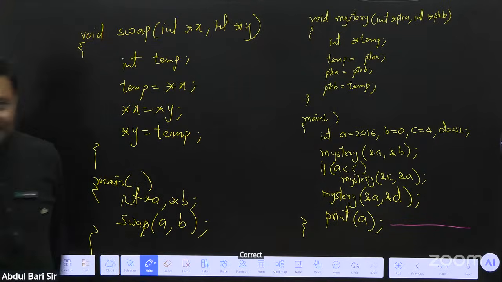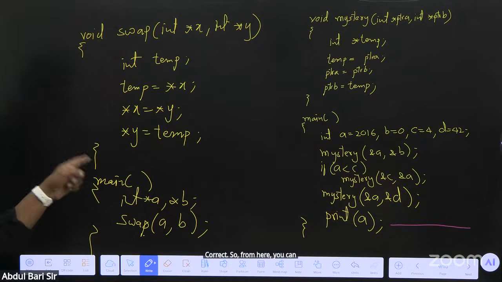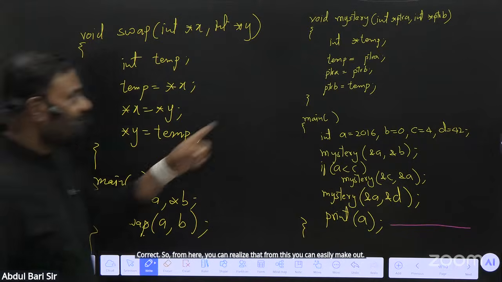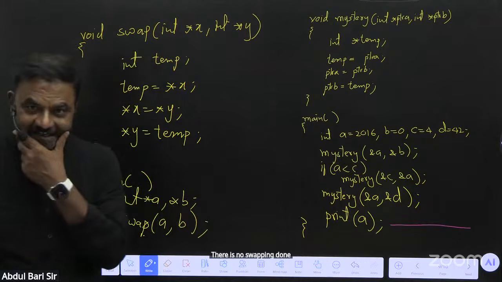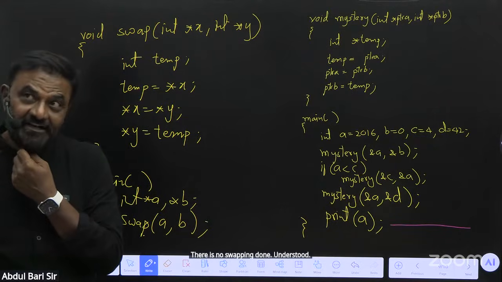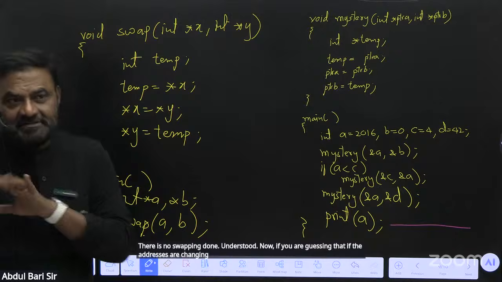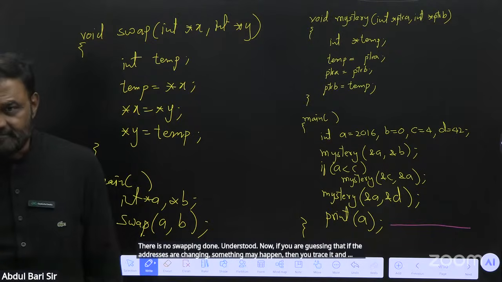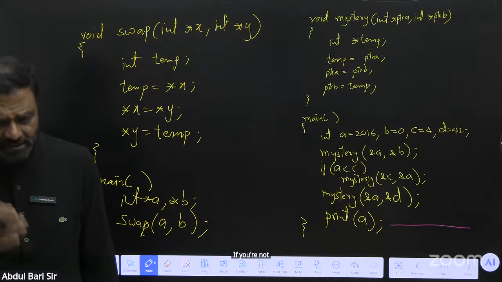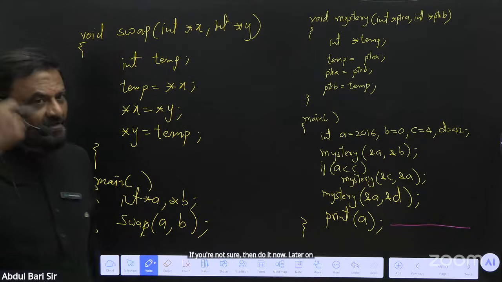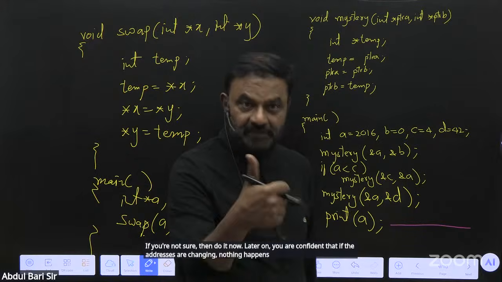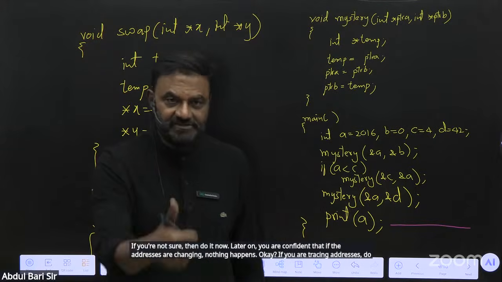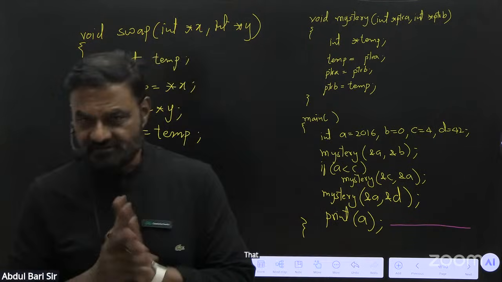Correct. So from this you can easily make out that there is no swapping done. Understood? Now if you are guessing that if the addresses are changing something may happen, then you trace it and check. If you're not sure, then do it now. Later on, you will be confident that if the addresses are changing, nothing happens. If you are tracing addresses, do it. Finish it. That will give confidence to you.